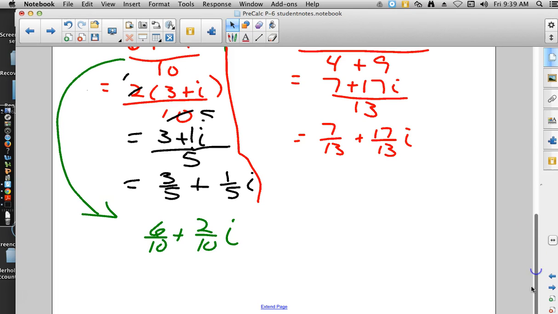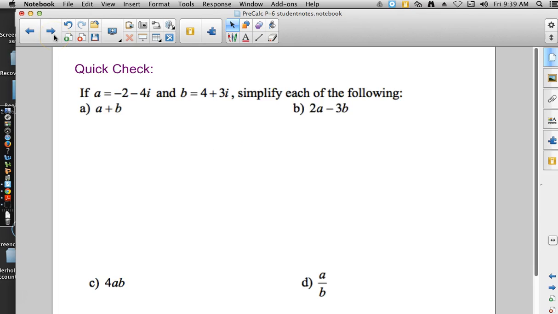All right, what more do we need to do? Well, they're giving us some complex numbers and saying we've got all kinds of things we can do here. We've got an a plus b, we've got a 2a minus 3b, we've got a 4ab, and we have an a over b. So, go ahead and start work on A, and then I'll call on somebody.